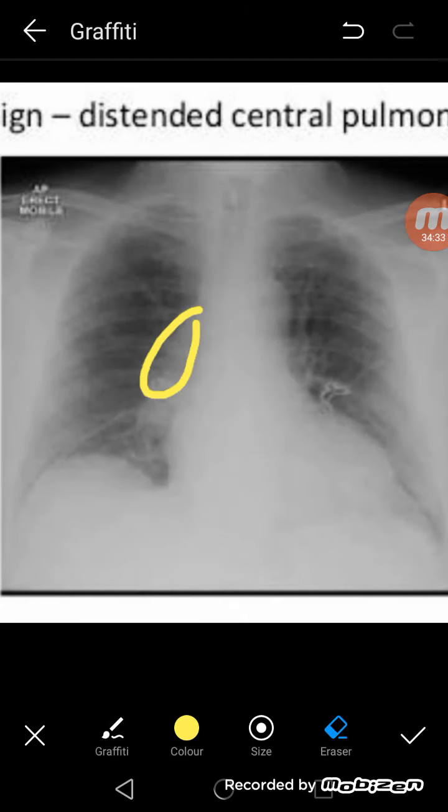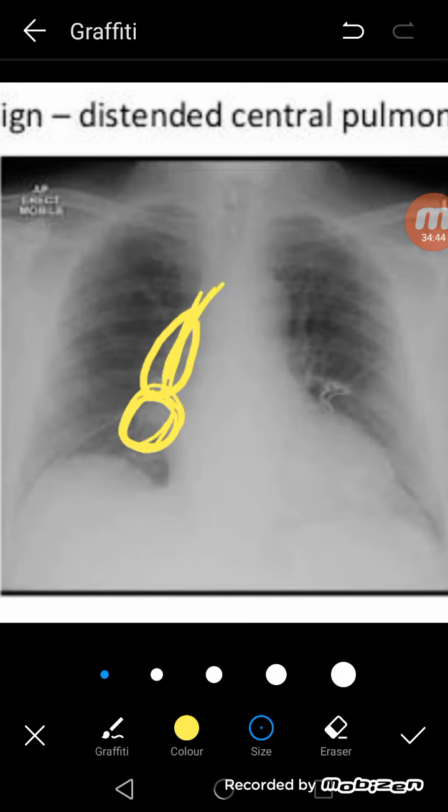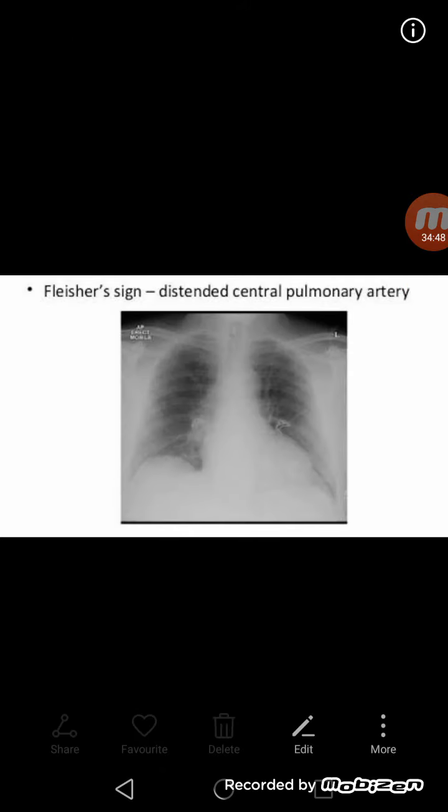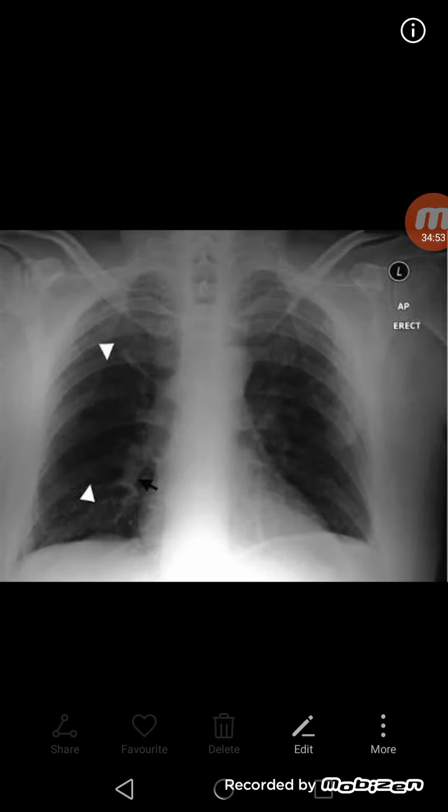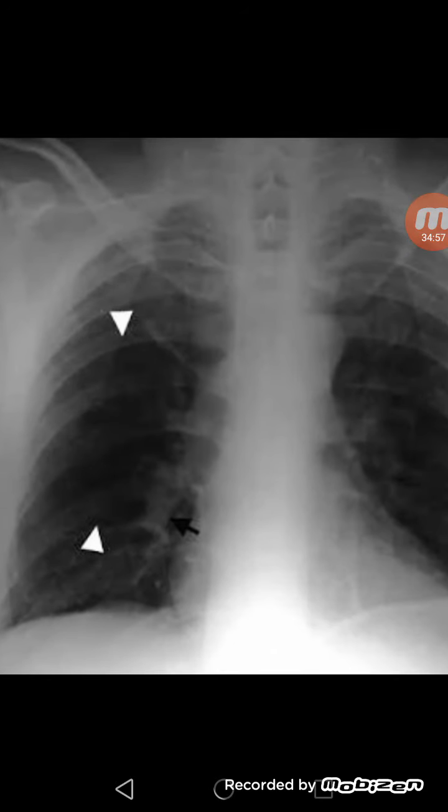In Palla's sign the right descending artery will be involved lower, so the same thing will be here, meaning more dilatation will be seen in the lower part. This region will still be normal, a little thinner, and more dilatation coming in the lower part. That means only the right descending branch will be primarily involved. Palla's sign.